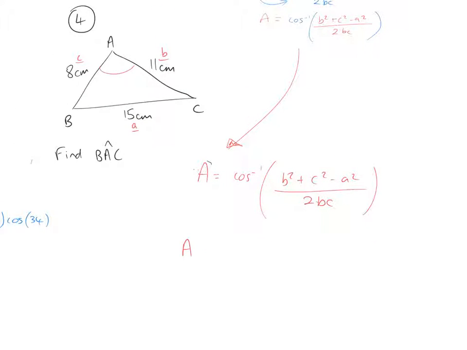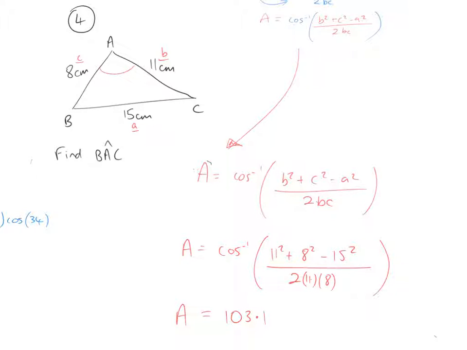So it would be A equals cos minus 1 of b squared, so 11 squared, plus c squared, so that's plus 8 squared, minus a squared, so minus 15 squared, all over 2, and I always stick this bit in brackets, so it's always the first 2 numbers that we had here. So 2 brackets 11 brackets 8, close your brackets and see what you get. And I got the answer 103.1 degrees rounded to 1 decimal place. Well done if you beat me to it.